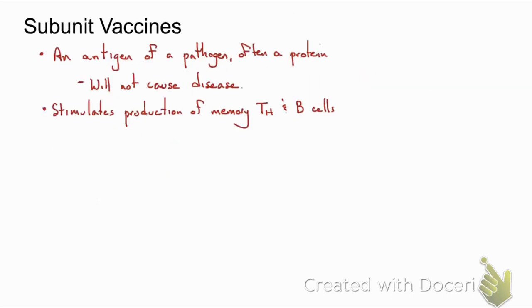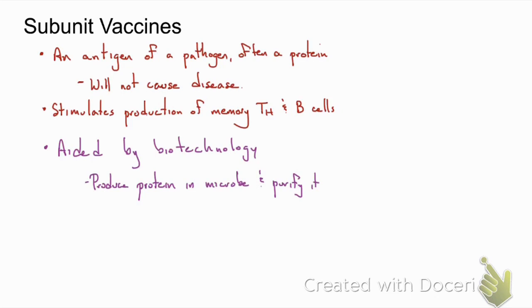Subunit vaccines are our next class. These are vaccines made up of an antigen, or oftentimes just one part of a pathogen. And often this part is something that is strongly immunogenic, or something that triggers a strong immune response, like a protein. Because this is just a single protein, these vaccines will not cause disease. They also don't reproduce in the host. And so, again, because of that, these stimulate a similar response to those inactivated vaccines. They will stimulate the production of memory T helper and memory B cells.